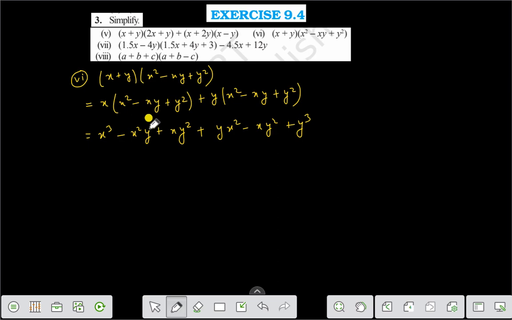Here you see x square y. This is minus x square y plus x square y. Xy square minus xy square. Therefore we are getting x cube plus y cube, and that is the answer of question number 6.